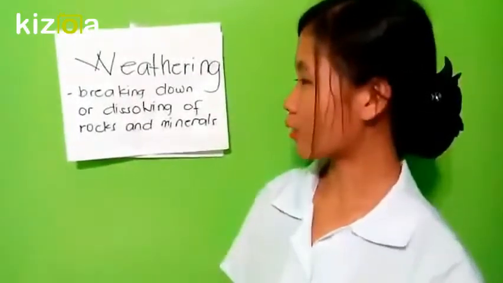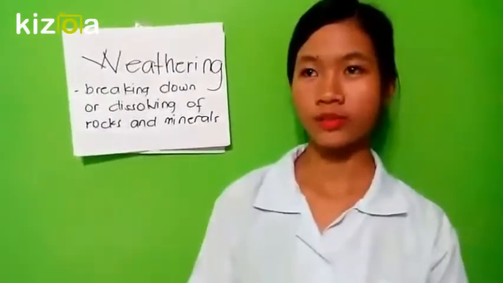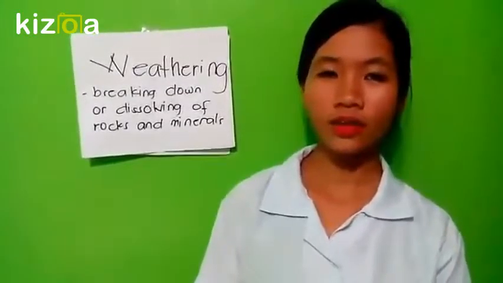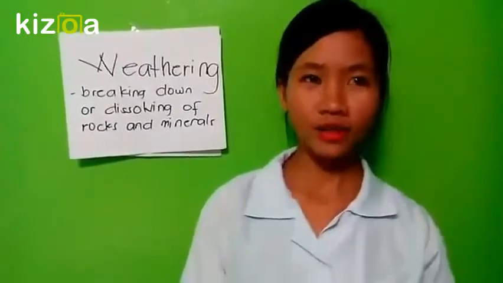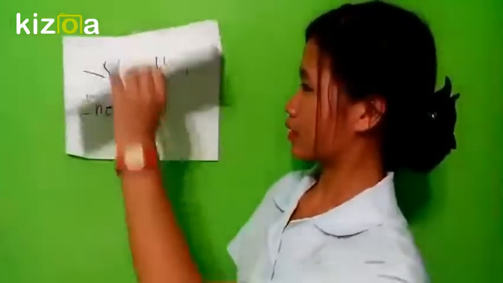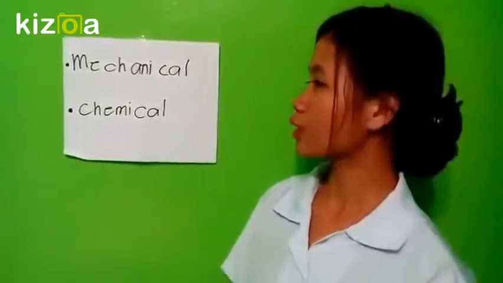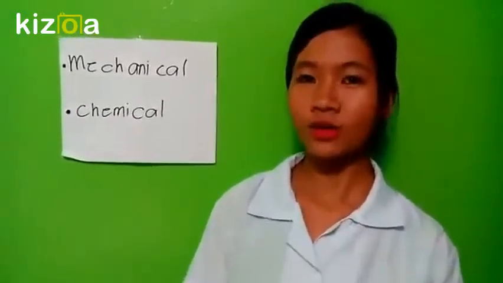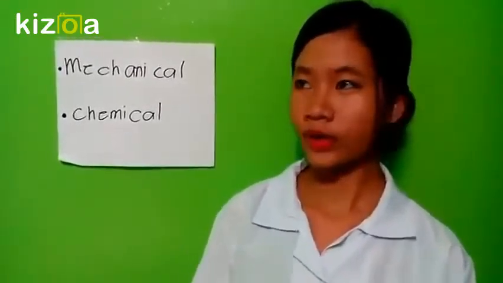Weathering is the breaking down or dissolving of rocks and minerals, and it also helps in creating soil, such as tiny weathered rock mixed with plants and animals. It has 2 types: mechanical weathering and chemical weathering. First, what is mechanical weathering? Mechanical weathering, also called physical weathering, causes rocks to crumble.